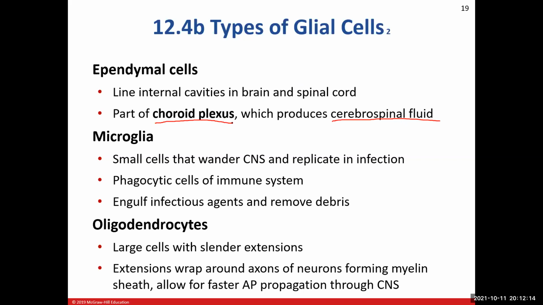And those cavities will be lined by the ependymal cells, and you'll have these clumpings of ependymal cells called the choroid plexus, and they just will filter out that cerebral spinal fluid. It's kind of cool.